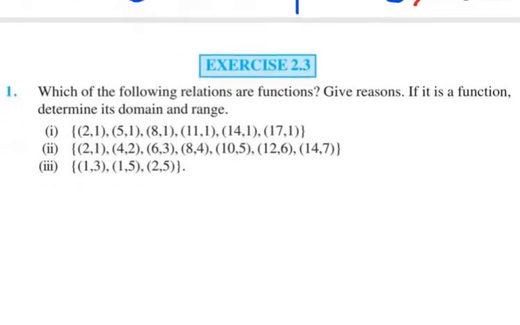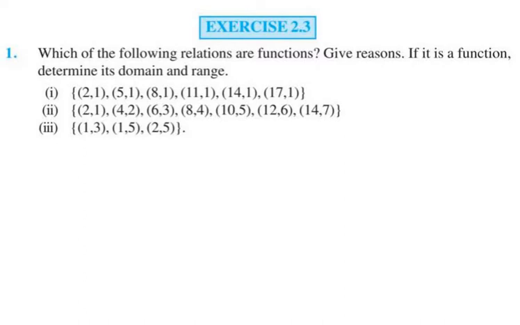Now moving on to question number 1, exercise 2.3. In this we need to find whether the relations are functions or not. Then we need to give reasons for the same. If it is a function, determine its domain and range. We have already learned about domain and range, but now we need to see whether it is a function or not. In the first part we can see that 2, 5, 8, 11, 14 and 17 are the elements of the domain of the given relation having their unique images. So therefore we can say it is a function.